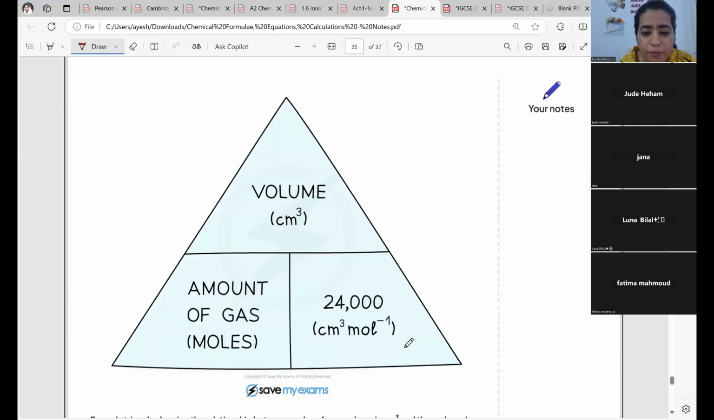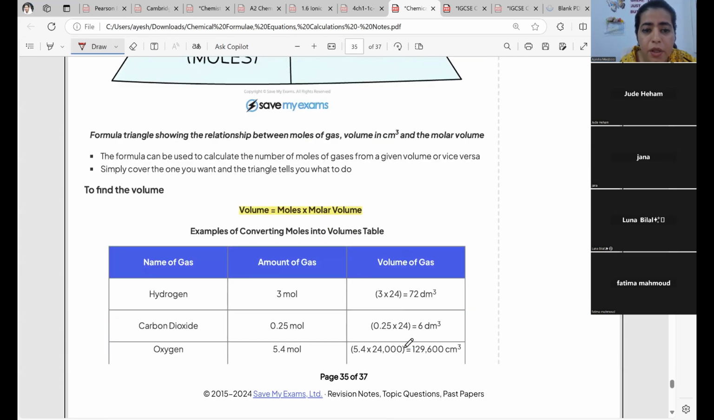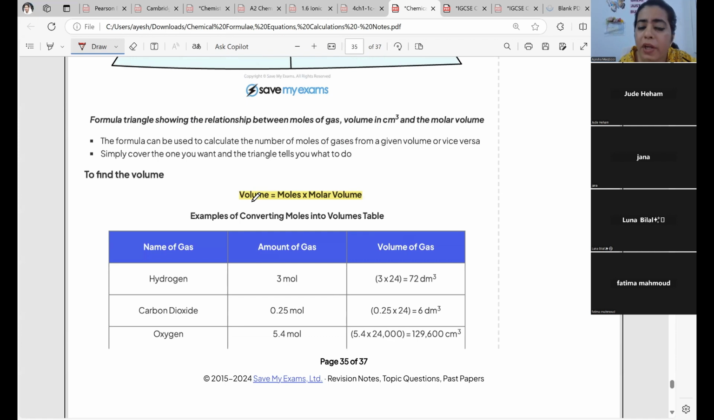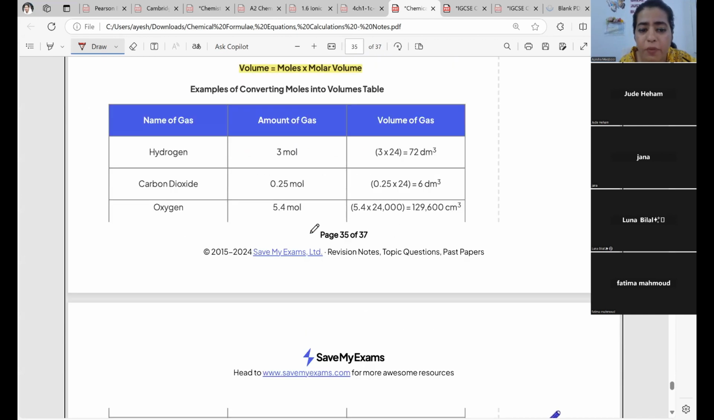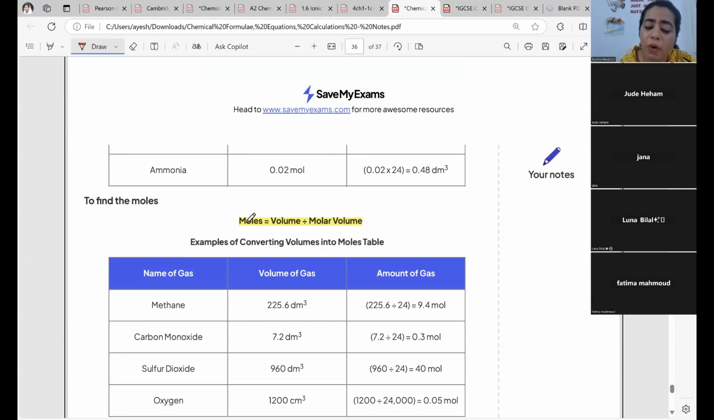And let's move forward. If we want the volume, moles multiplied by molar volume, 24,000 cm cube or 24 dm cube. This formula we can rearrange and use. And for the moles, it is volume divided by molar volume. Volume divided by 24 dm cube or 24,000 cm cube.